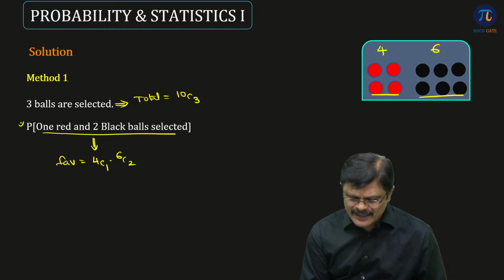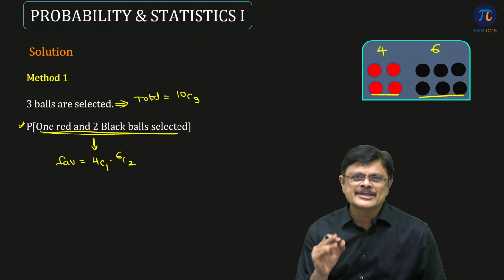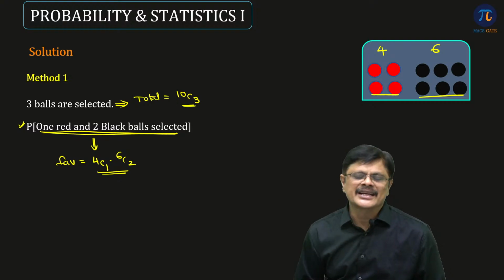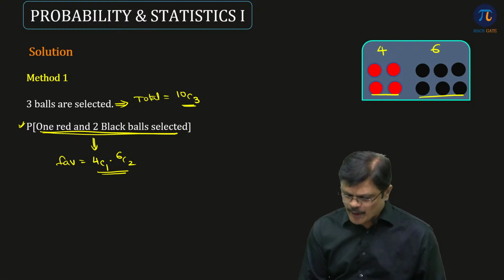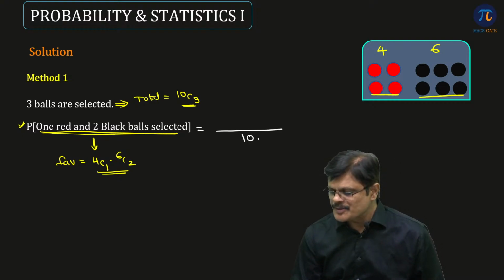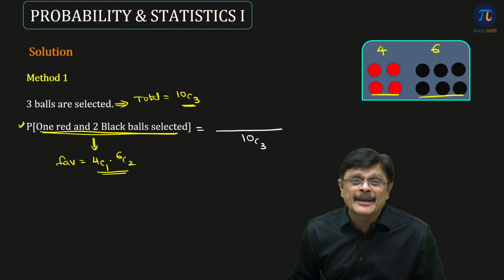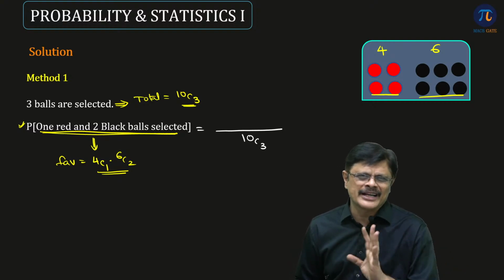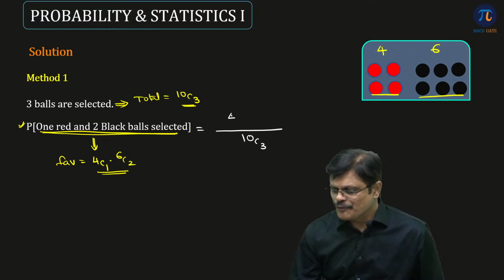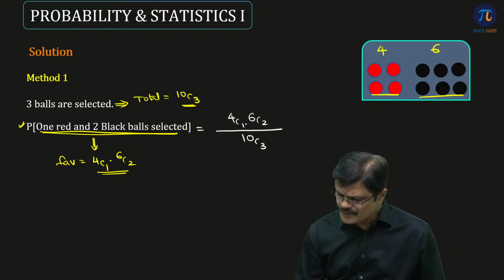So for this particular event, these are the favorable cases and these are the total cases. What is the probability of this particular event? The denominator is total possibilities, that is the number of ways of selecting 3 balls from 10 balls. In 10 balls we are having 4 red and 6 black balls. And how many are favorable? This many are favorable, that is 4C1 into 6C2.